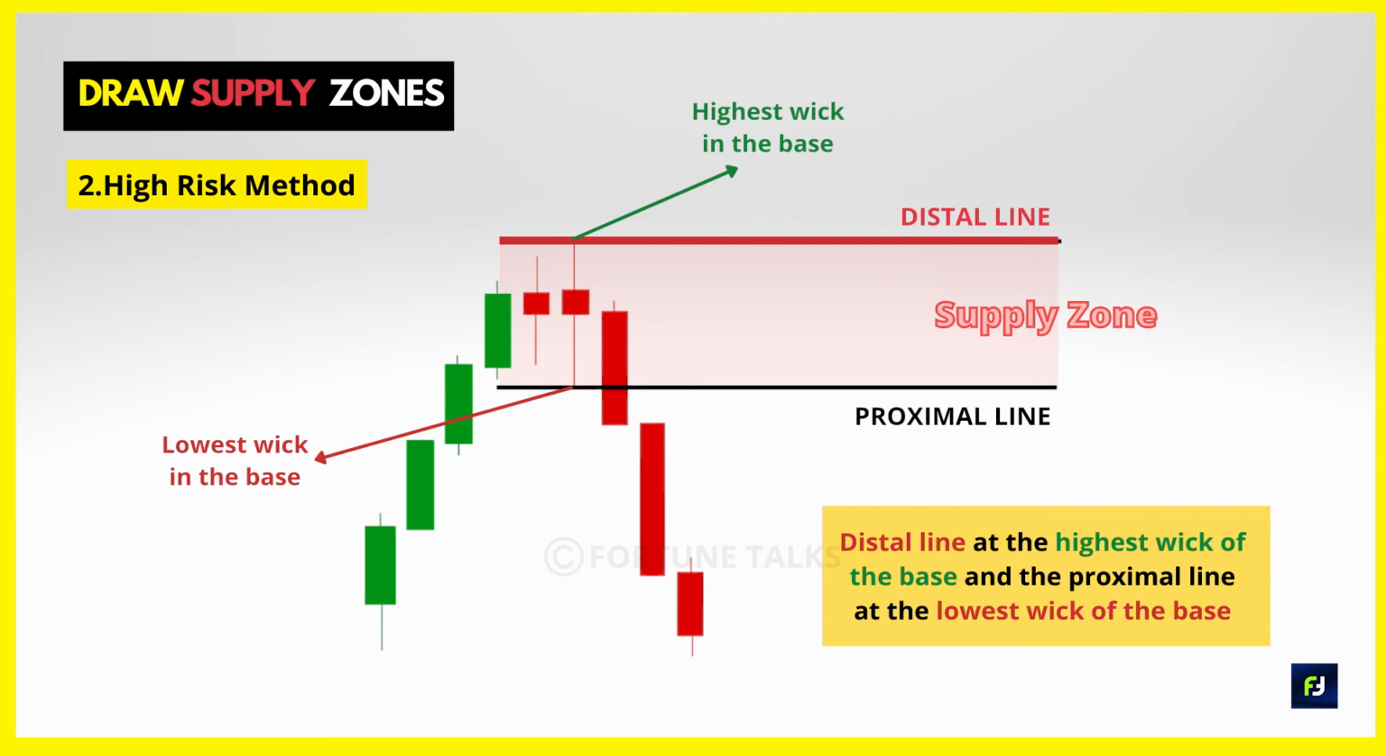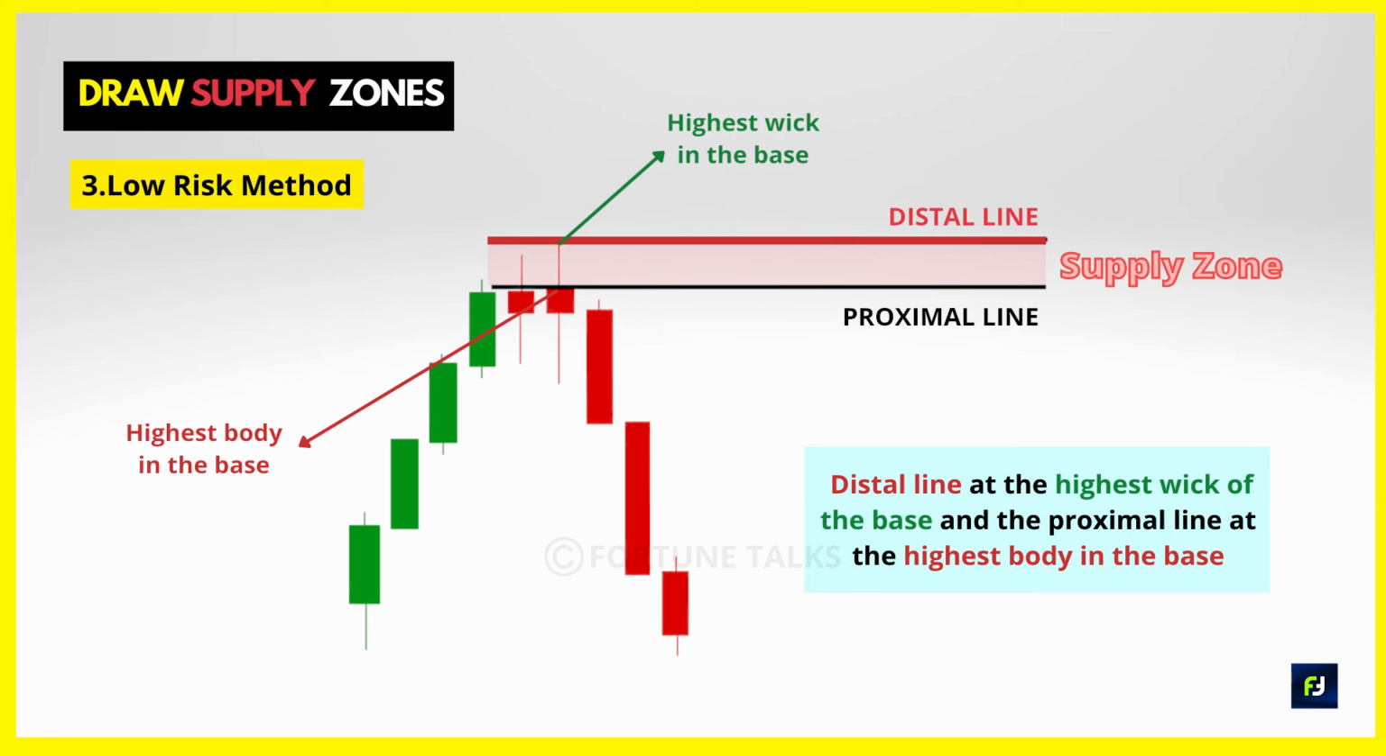The second method is the high risk method, where the distal line is placed at the highest wick of the base and the proximal line is placed at the lowest wick of the basing structure. Now, if you decide to include both the high and low of the wick, you have in turn increased your risk by making your stop losses larger than it should be.